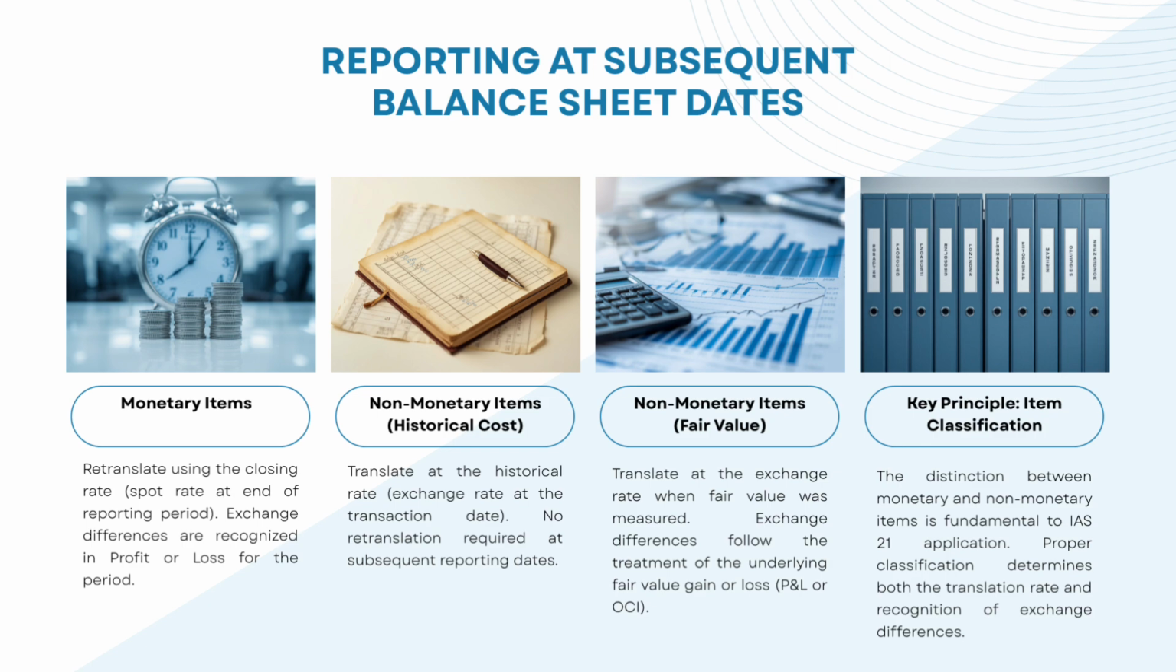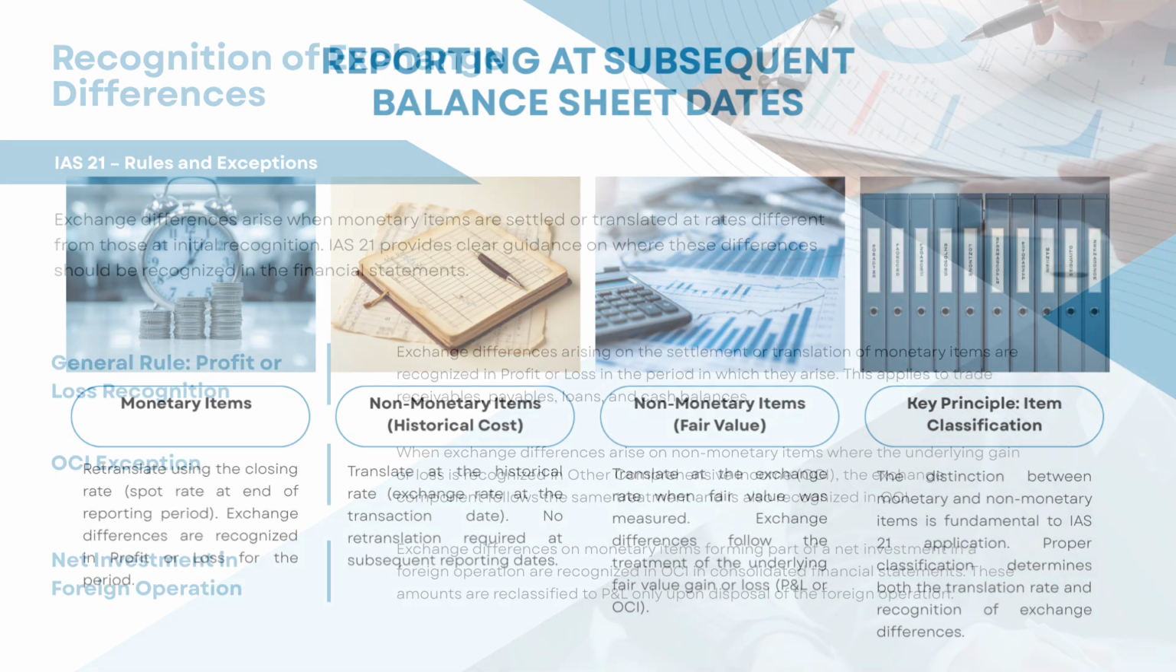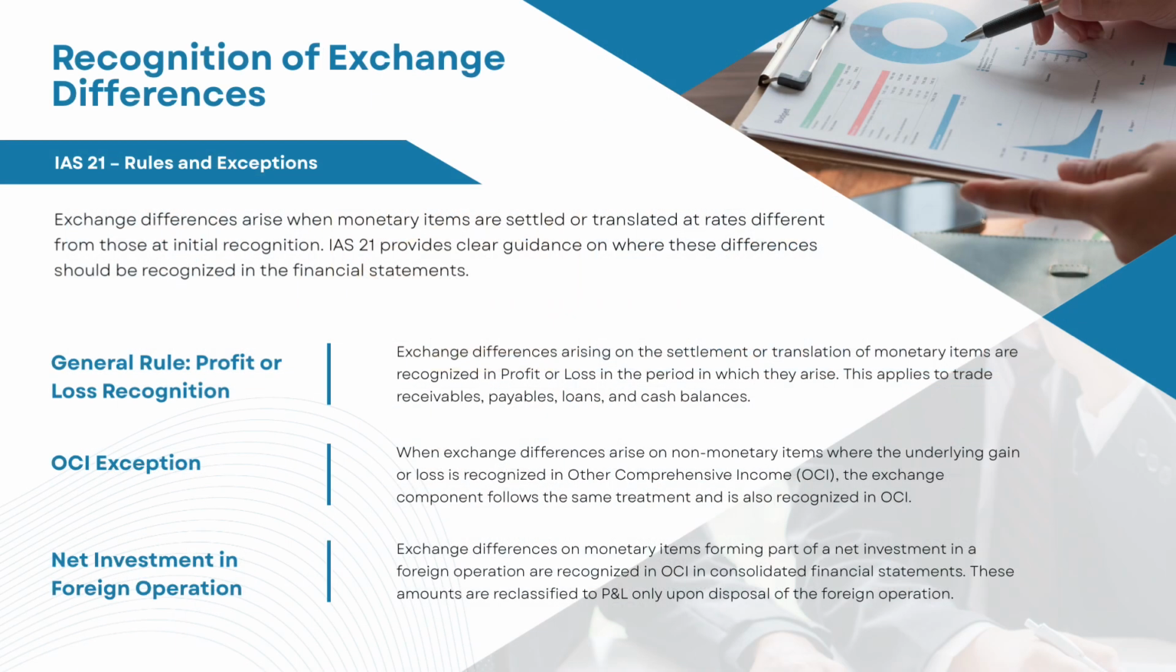Where do the gains and losses go? Generally, exchange differences on monetary items hit the profit or loss immediately. There is a major exception, however. If a gain or loss on a non-monetary item is recognized in other comprehensive income, such as a property revaluation, the exchange component follows it into OCI. We also see OCI used for items forming part of a net investment in a foreign operation.